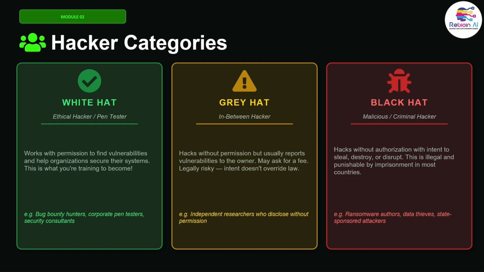The second one is grey hat. Grey hat hackers, these are in the middle. They hack into systems without permission, but their intention isn't to cause harm. They find a vulnerability and then they tell the company, hey, your system has this flaw, you should fix it. Sometimes they even ask for a payment for the information.